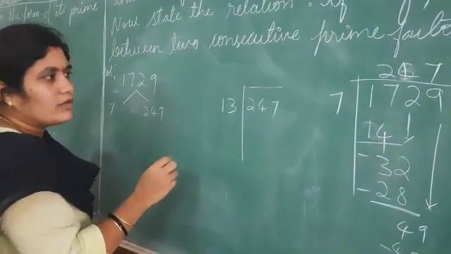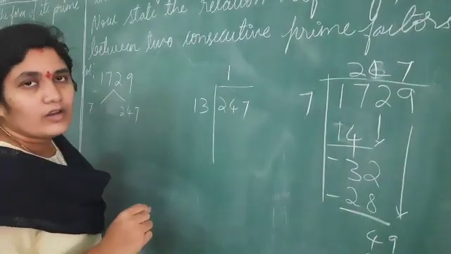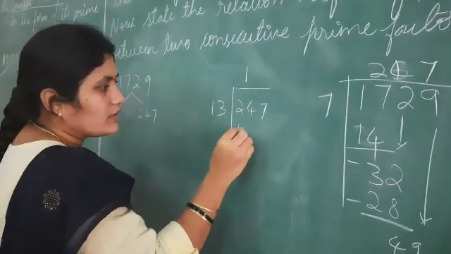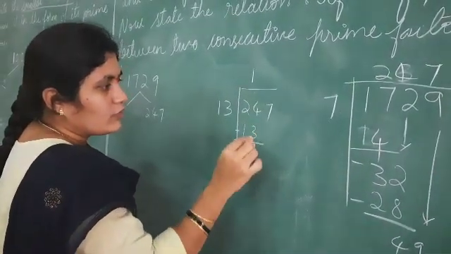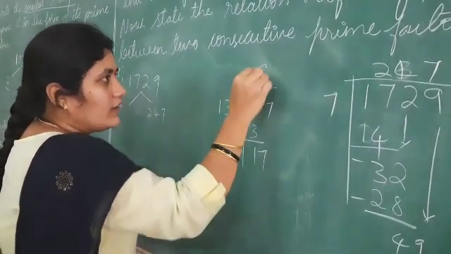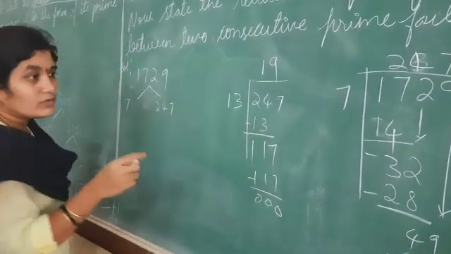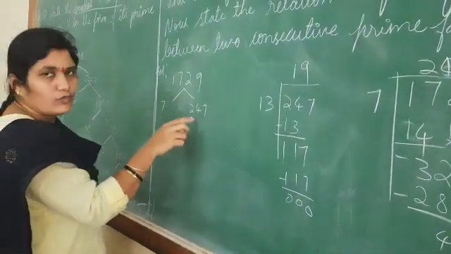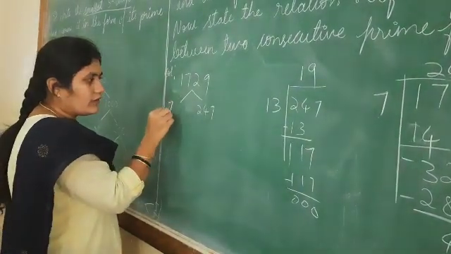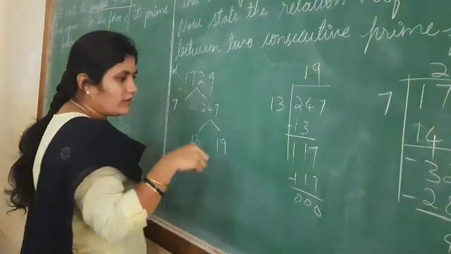13. 13 ones are 13. 13 twos are 26. You cannot go for 26. 13 ones are 13. If you write here, 24 minus 13 is 11. Take the 7 down, 117. 13 nines are 117. Because we should get the prime factors of 247. Already we have got one prime, 7. 247 can be written as 13 into 19.